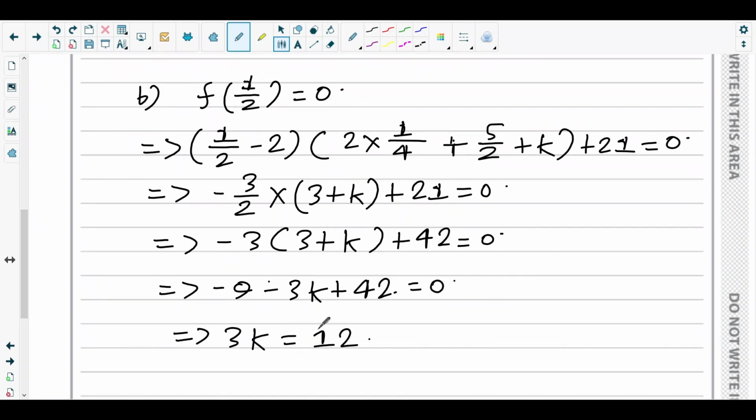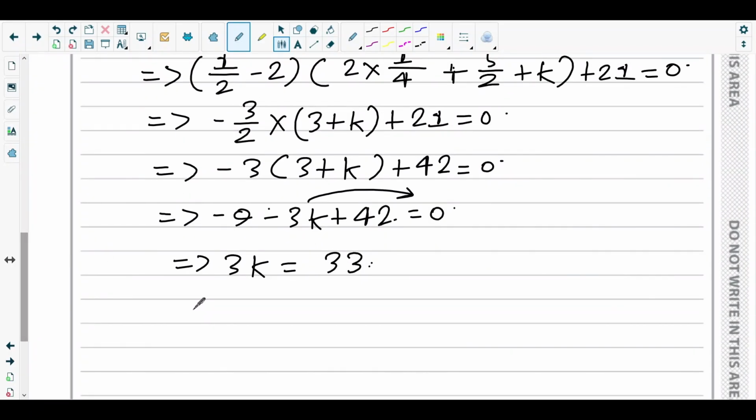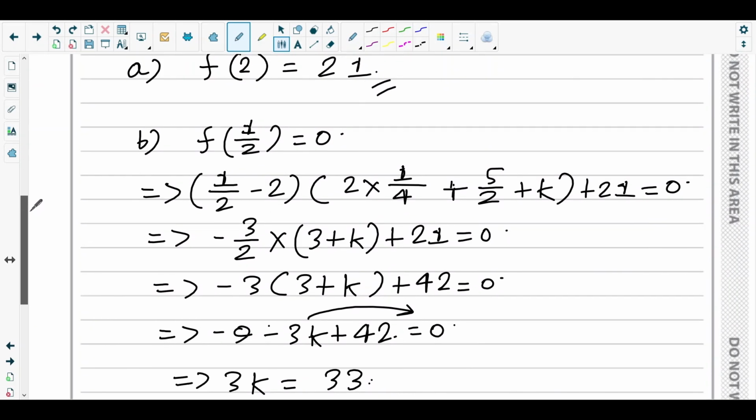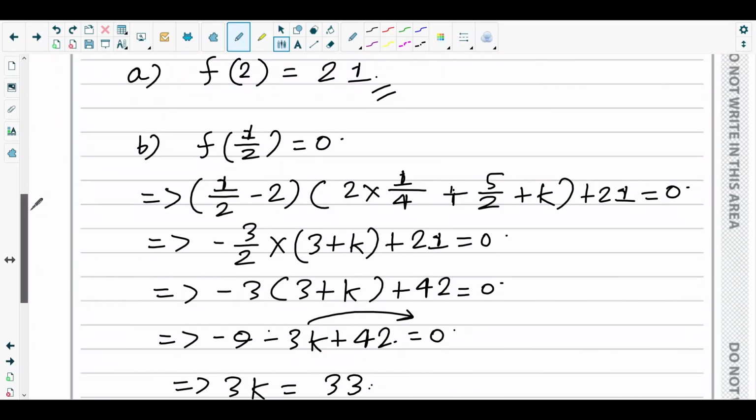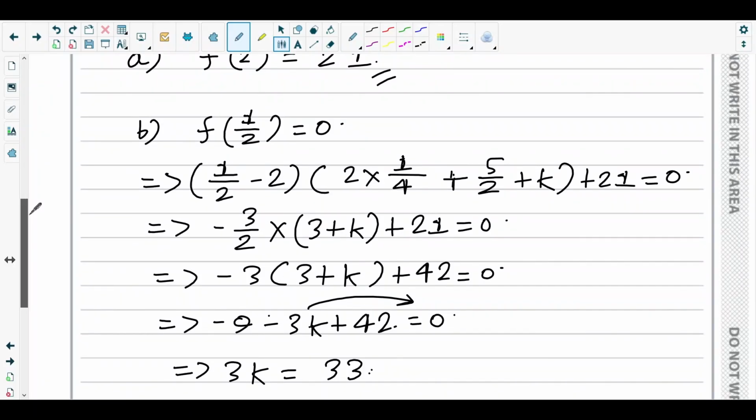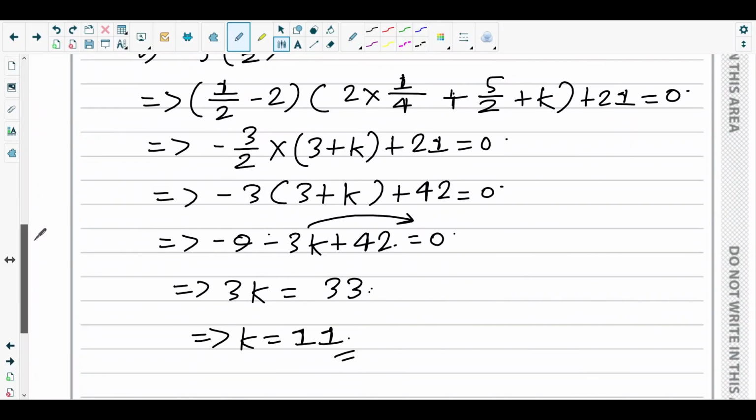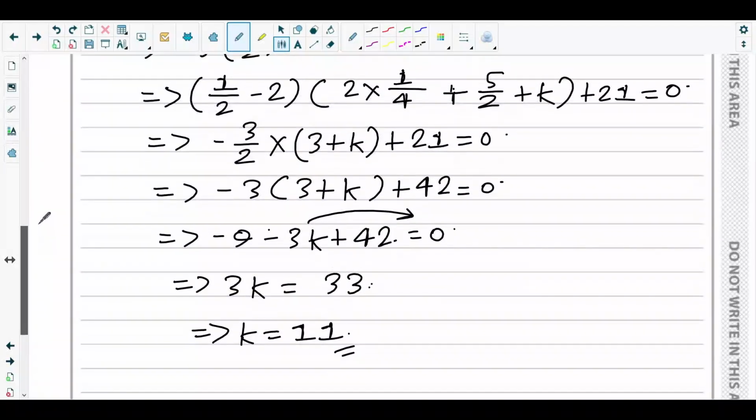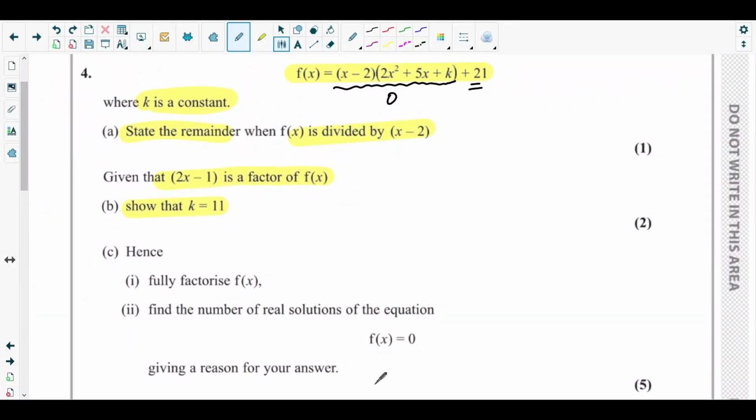So if you take 3k to the right side, it becomes positive, and 42 minus 9 is basically 33. So the value of k is equal to 11. Using the factor theorem, we have figured out the value of k. Is everything fine there? Perfect. No problem. So this is the answer for part B from question number 4.